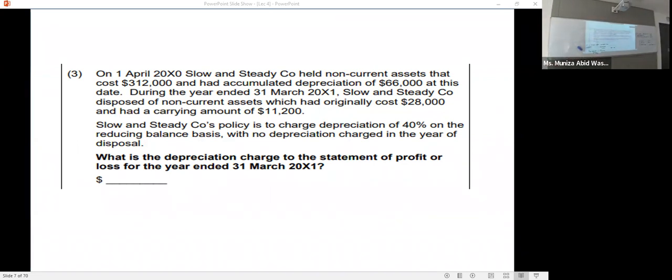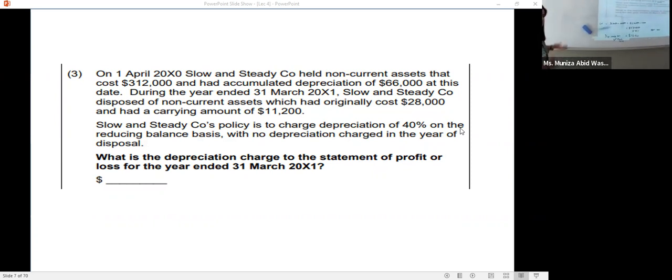Have a look at this question, students. What about the non-current asset? Which one? 28,000 non-current asset. Where is 28,000? Yeah. That is the cost. That is the cost of the disposed of asset. So we will simply be deducting the carrying amount of that asset.